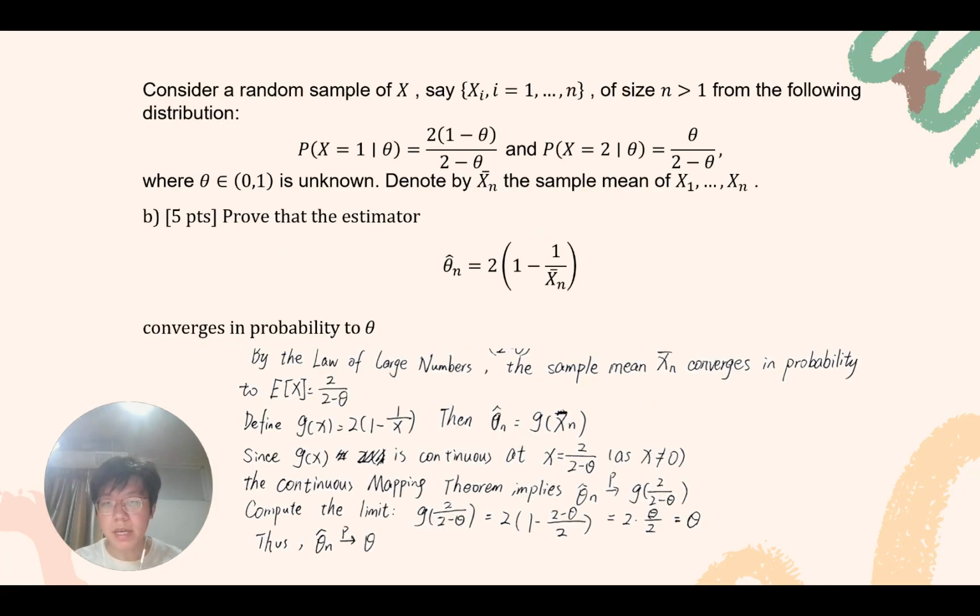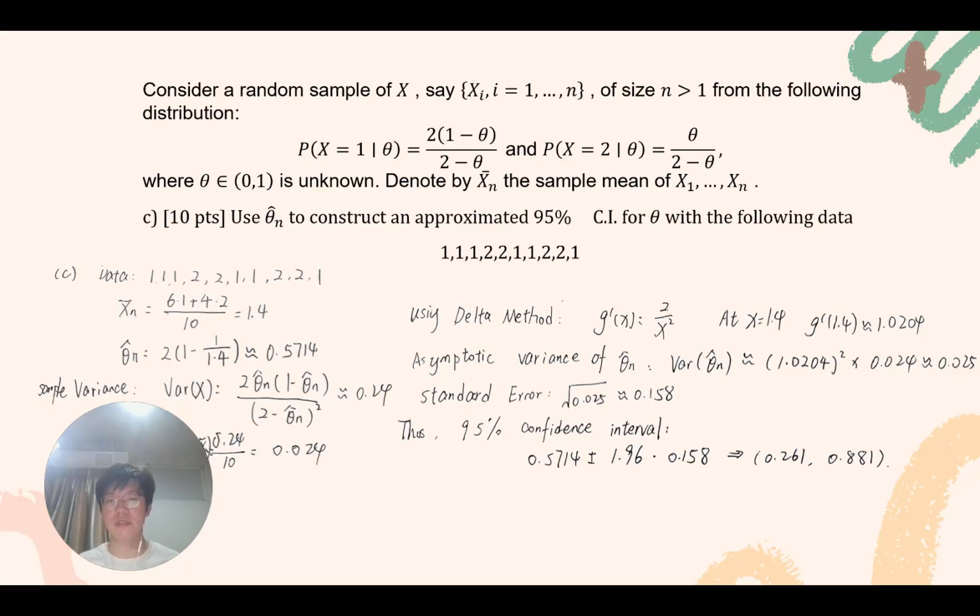And question B, we must prove the estimator theta hat converges in probability to theta. So in this place, we use the law of large numbers, and define g of x equals 2 times 1 minus 1 over x. And then we use the continuous mapping theorem. And finally, we can prove this.